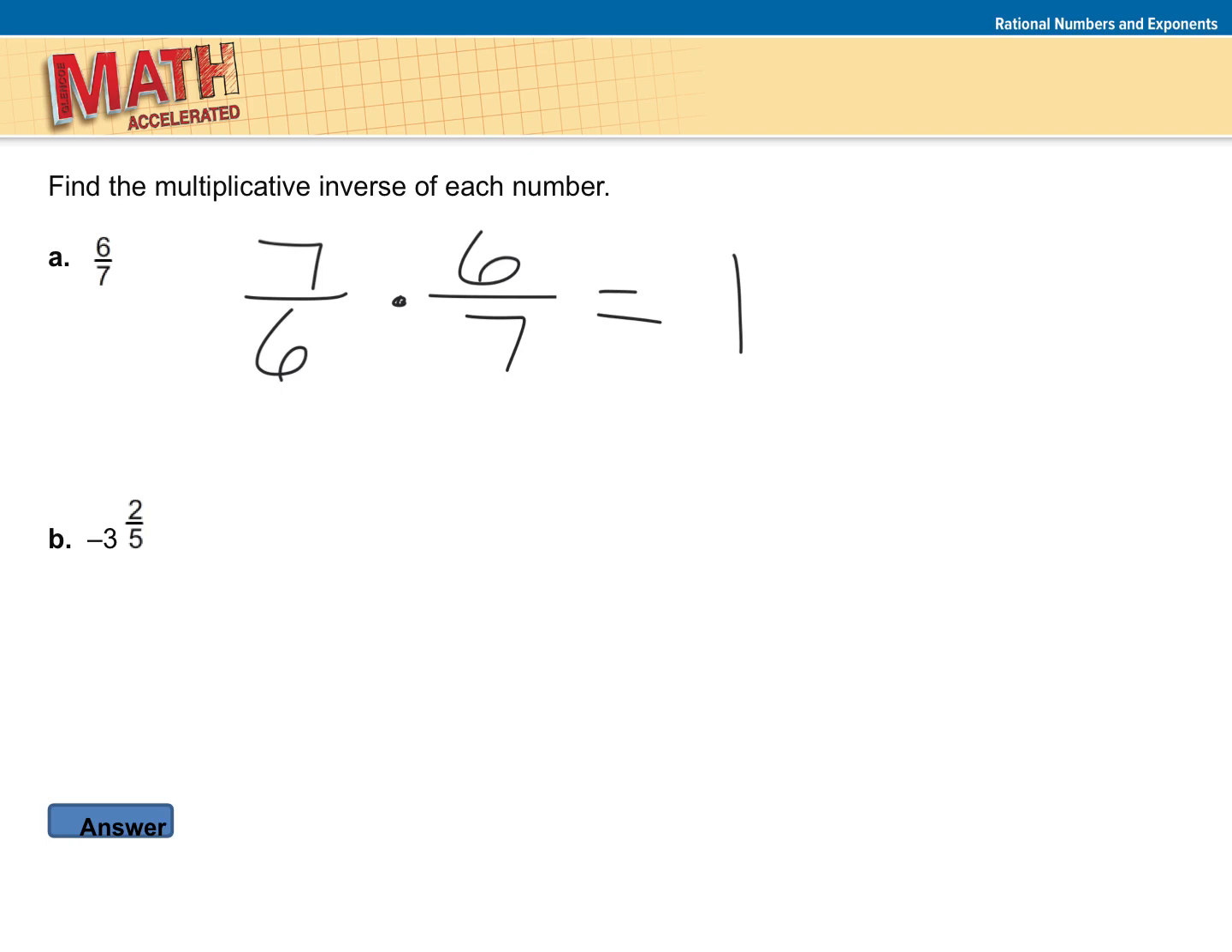Okay? On B, what do we need to do first? Make it improper. What's 3 times 5? 15 plus 2? 17/5. Positive or negative? Yep, it starts negative, so we got to keep it negative. What is the inverse? Negative 5/17. How do you know if you got it right? Multiply them together. If I multiply them together, what do I get? 1. Okay. Any questions over multiplicative inverses?